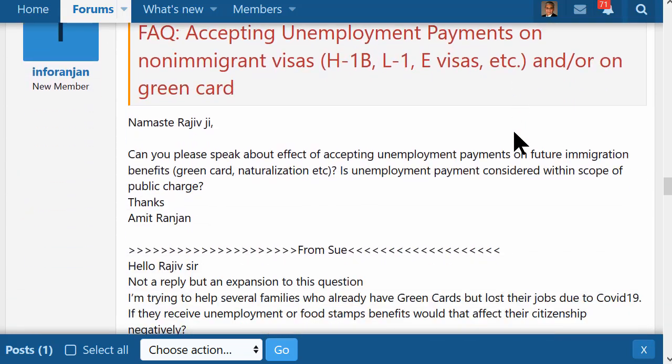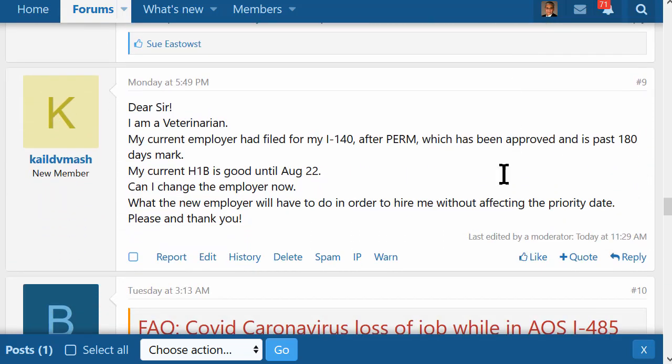Let's go on to the next non-frequently asked questions. This is from a veterinarian. Current employer filed for I-140, approved, 180 days gone. Good. H-1B is good till August 22nd. Can I change employer? Yes, you can. Well, yes, you can. This is a good situation to be in. This has been covered very, very extensively in our frequently asked questions.